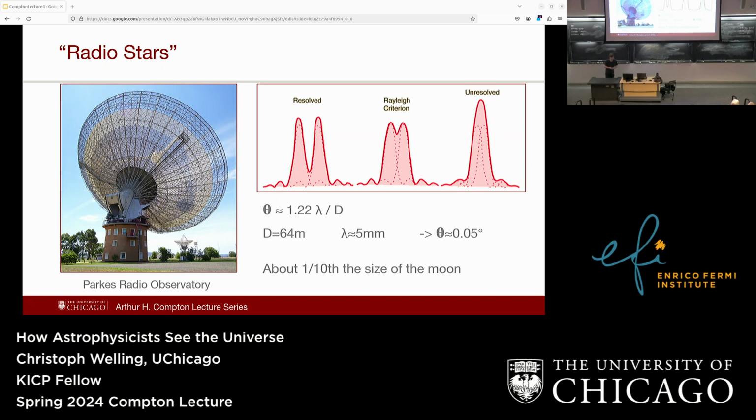So, for example, one of the telescopes they used back then is the Parkes Radio Observatory in Australia. And if you do a back-of-the-envelope calculation of what resolution you can get with this, it's about 0.05 degrees, which is about a tenth of the size of the moon. So if you now took an optical telescope and looked into this area, you would see a lot of stars, and it wouldn't really be possible to figure out which one of those is your radio source.